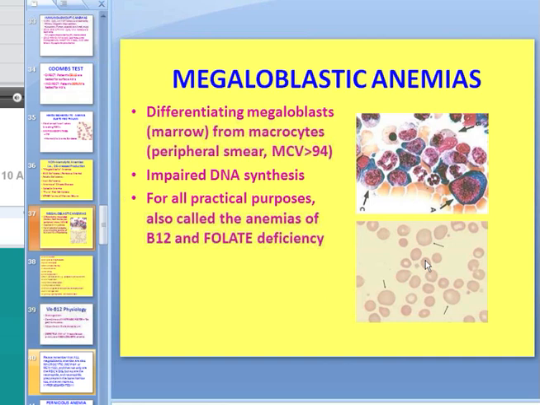So to see 95, 96, 97 is not uncommon. But once you're like in 102, 103, you can probably say there's macrocytes. So all megaloblasts result in macrocytes. But not all macrocytic red blood cells are from megaloblasts. For example, in liver disease, for some reason, the red cells are often bigger than they should be, but it's not a megaloblastic anemia. The common feature for all of these first categories is impaired DNA synthesis, and for all practical purposes, they're called anemias of B12 folate, even though a deficiency of the vitamin is often and usually not the specific cause.